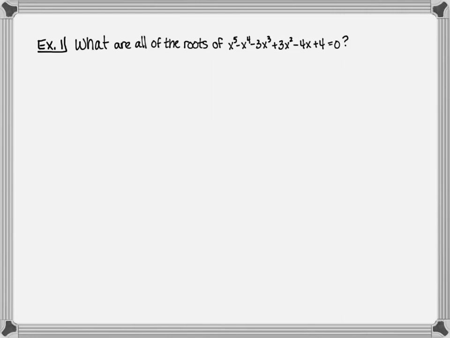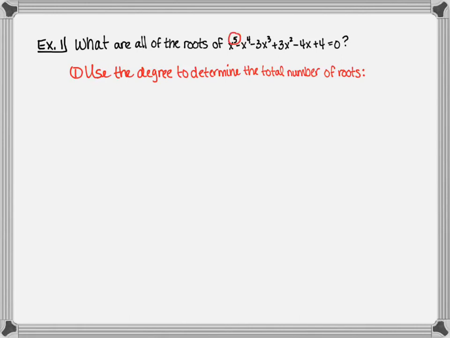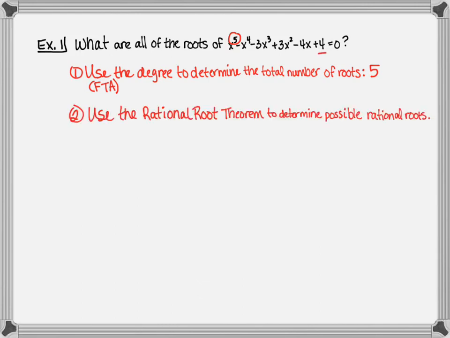What are all the roots of x to the fifth minus x to the fourth minus 3x cubed plus 3x squared minus 4x plus 4 equals 0? First we'll use the degree to determine the total number of roots. The degree is 5, and so by the fundamental theorem of algebra, we have 5 roots.